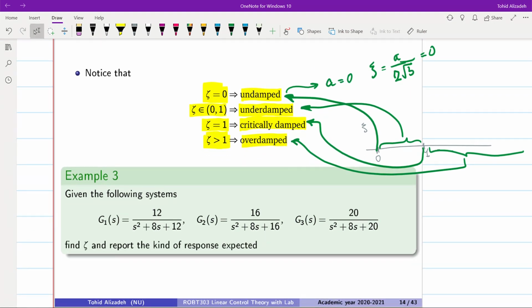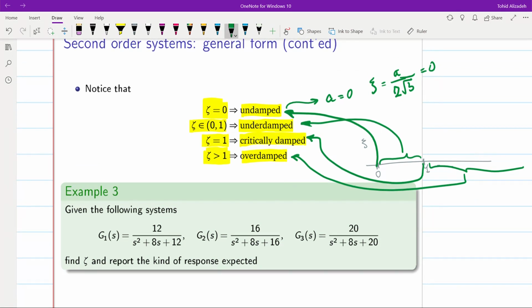Over here, we have three examples, G1, G2, and G3, in the form of transfer functions. And we need to find out the zeta and report the kind of the response that we expect. Let's go through the first one. So for G1 we have 12 over s squared plus 8s plus 12. If we compare it with the general form that we have for the second order system in the form of omega n squared over s squared plus 2 zeta omega n s plus omega n squared.